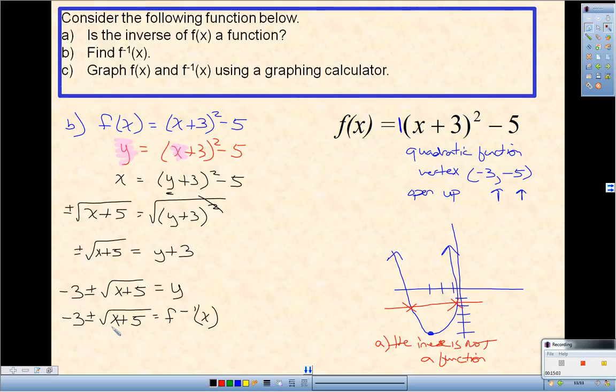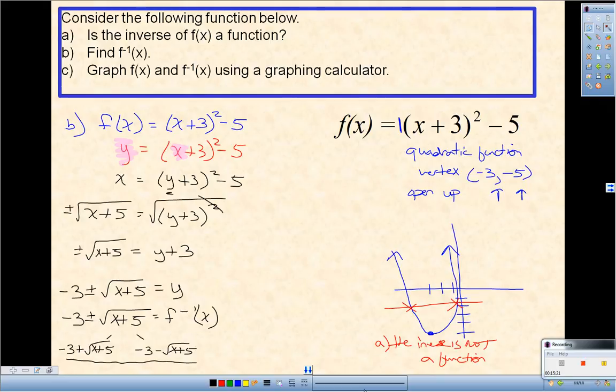So my inverse function would be negative 3 plus or minus the square root of x plus 5. And I could separate this into two functions, guys. I could have negative 3 plus the square root of x plus 5 and negative 3 minus the square root of x plus 5. So that would be my inverse function.